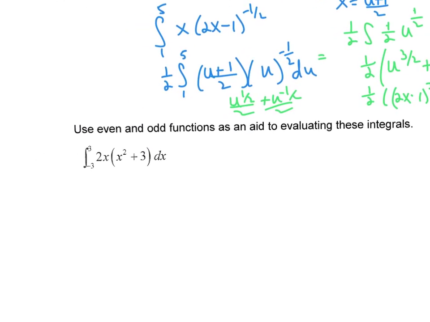But this last one we're going to just do together because they're asking you something different. They're asking you to use even and odd functions to help you evaluate this. And what that means is we're going to have to plug in both parts basically. So sorry, that took me a second to think about. Okay, so even and odd functions just means that you have to integrate 2 parts.